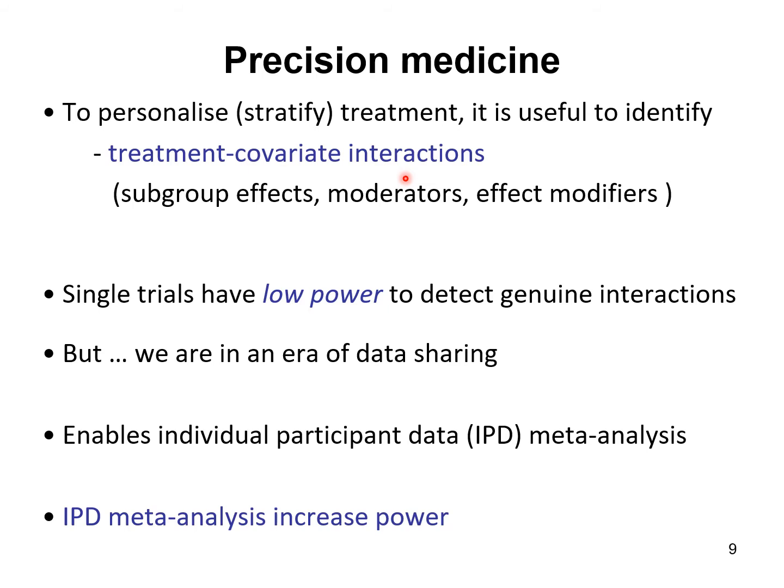So single studies often have low power to detect genuine interactions. They're not powered, are they, on the interaction? They're powered to detect an overall effect. But with IPD meta-analysis, we can increase the power to potentially detect interactions if they do exist.